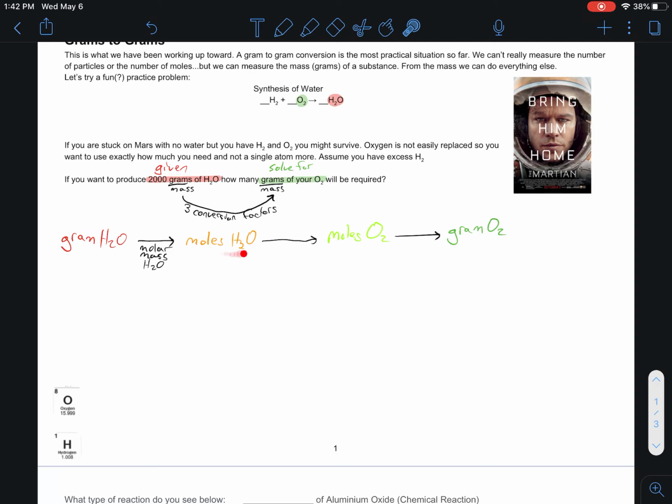This next one, we're going from moles of water to moles of oxygen. As long as they are in the same chemical equation, we just need the coefficients from a balanced chemical equation to solve for that. Coefficients from a balanced chemical equation.